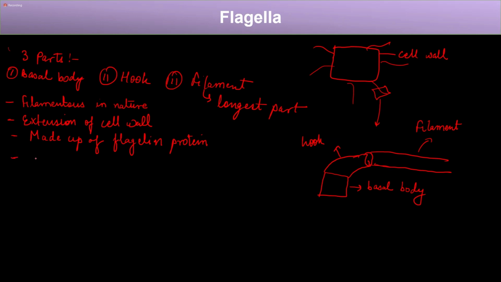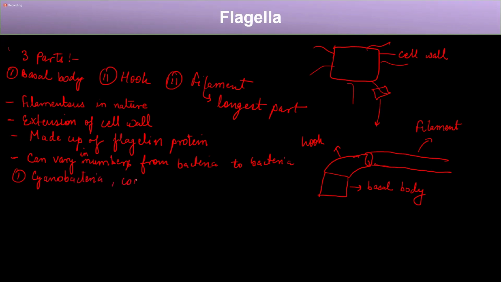And this flagella can be of different numbers. The number of flagella can vary from bacteria to bacteria. For example, if you talk about cyanobacteria, they do not have flagella. If you talk about cocci or coccus, the spherical shaped bacteria, they do not have flagella, or flagella is absent in these bacteria.